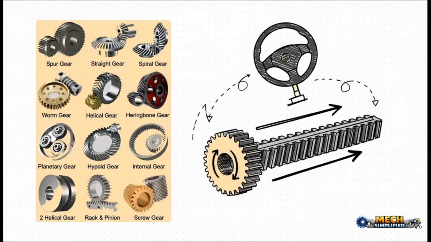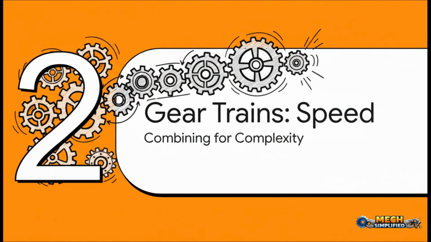And finally, let's be honest. Not all motion is about spinning in circles. The rack and pinion is this totally ingenious solution for turning rotation into straight line or linear motion. The little gear, the pinion, spins, and it moves that flat, toothed bar, the rack. You know the most common place you'll find this? Your car's steering system. It's what turns the circular motion of your steering wheel into the side-to-side motion of your tires.